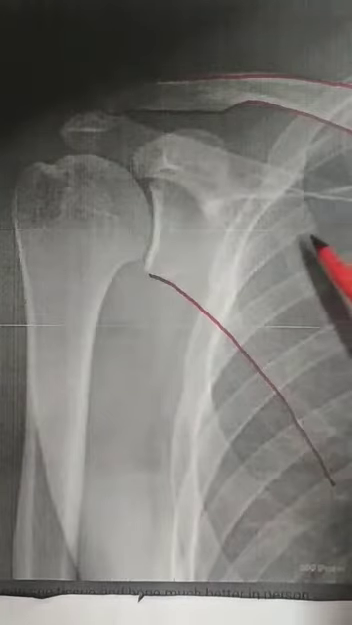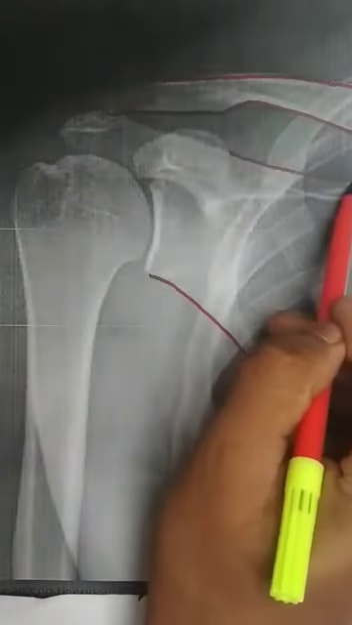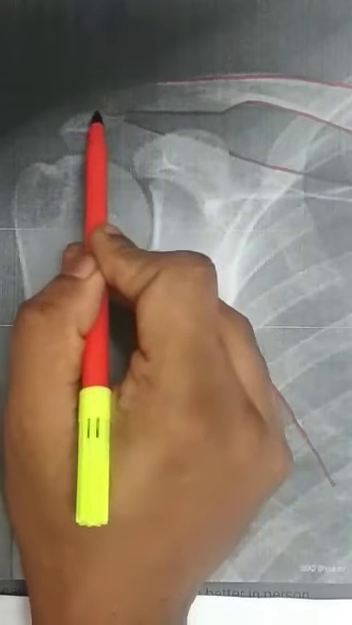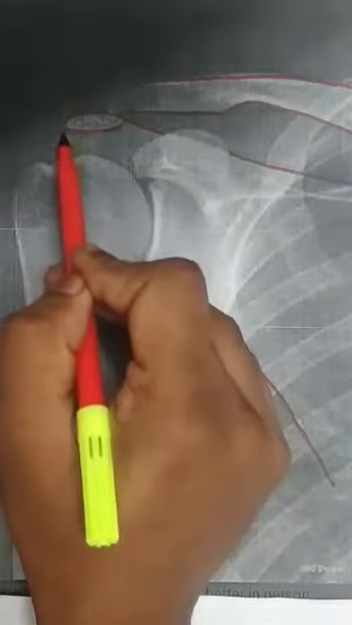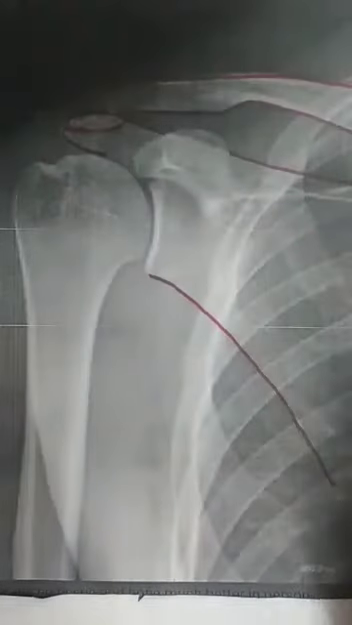Then the spine of the scapula. The spine of the scapula eventually terminates in the acromion process. So this is the spine of the scapula that eventually terminates by forming the acromion.